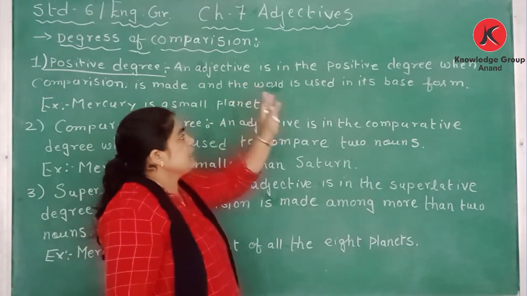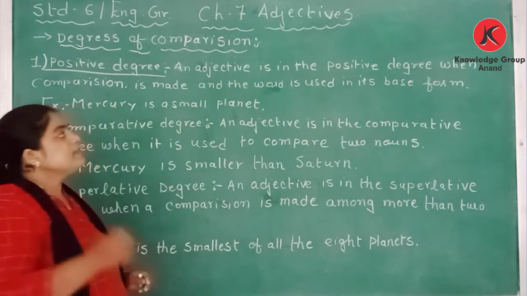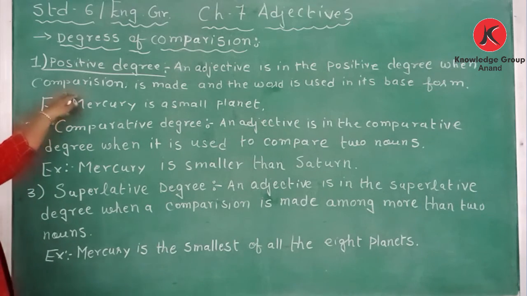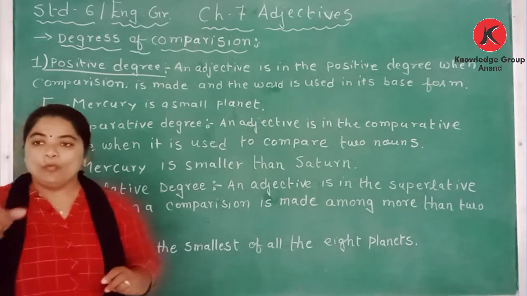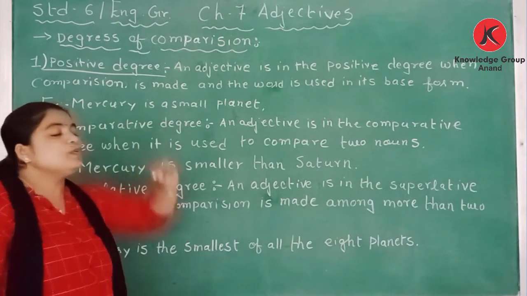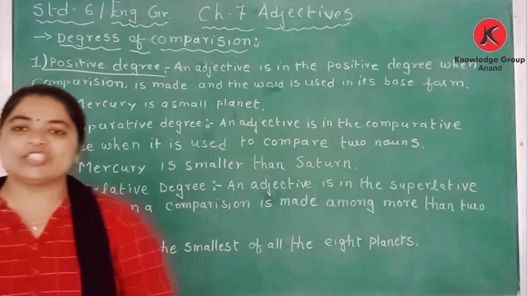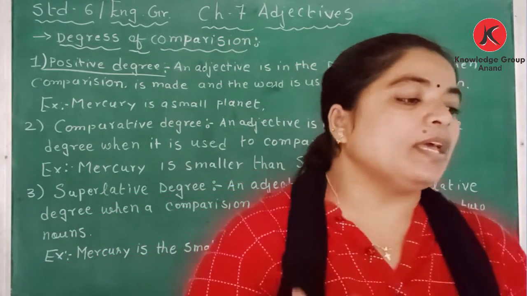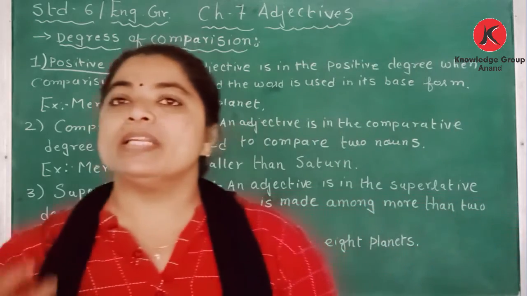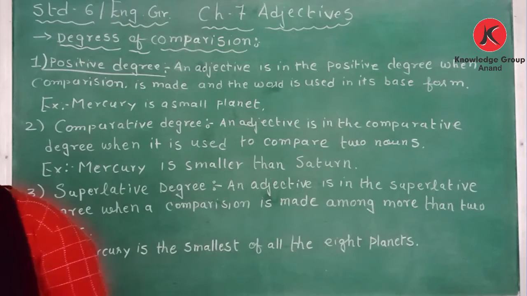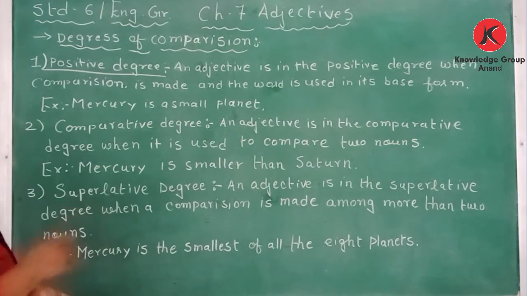An adjective is in the positive degree when a comparison is made and the word is used in its base form. Naturally, a comparison is made. If two girls are there, two boys are there, among them we make a comparison, then only we start our sentence in its base form.